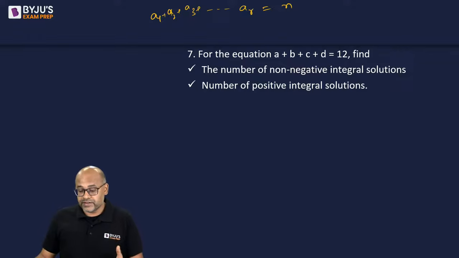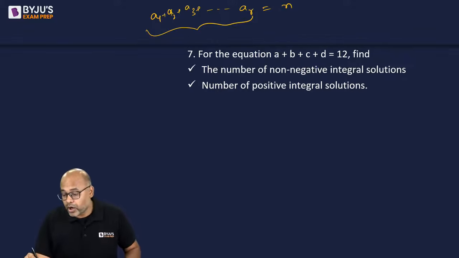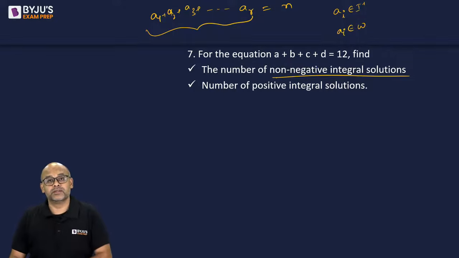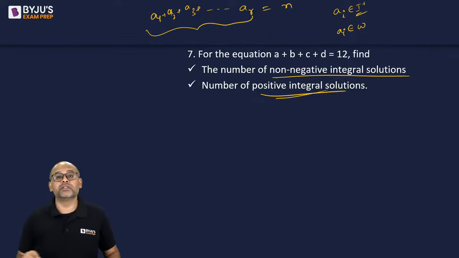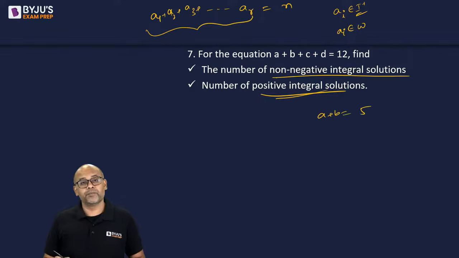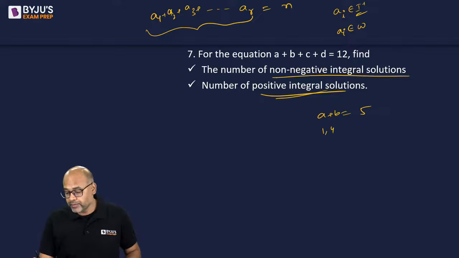The number of ways of having these numbers adding up to N such that all of them, each Ai, belongs to either positive integers or whole numbers. Non-negative integral solution means 0 onwards; 0 can be a possible number. Positive integral solution means positive integers. So for example, if I take A plus B equal to 5, and A and B are positive integers, then my possible answers are 1 and 4, 2 and 3, 3 and 2, 4 and 1.